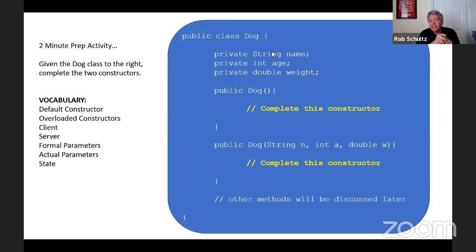This is our dog class that we worked with yesterday. I've got 3 private instance variables: string name, int age, and double weight. I would like you to take 2 minutes and complete both of the constructors. We have a constructor with an empty parameter list that we're going to call our default constructor. And then I have a constructor that takes a string, an int, and a double as parameters. So take 2 minutes. I'll check the time here on my stopwatch, and I'll give you a 2-minute go.